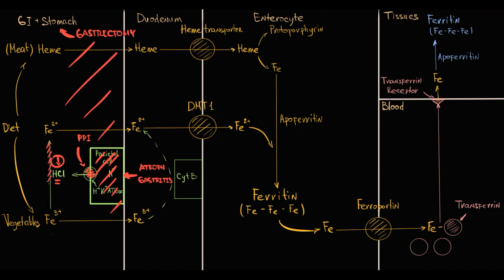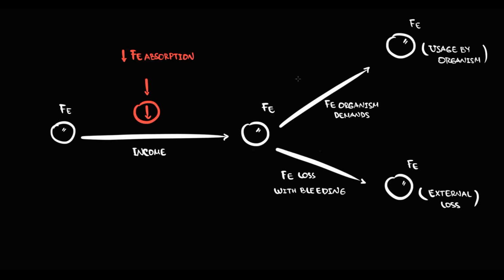Without gastric acid, we cannot convert 3+ charge iron into 2+ iron. And the capacity of cytochrome B is very limited. So all these 3+ charge iron molecules that income into the duodenum, we cannot absorb. So practically, all iron molecules will be lost in the feces. This will cause decrease in iron income into the blood, and with decrease in iron income with the same iron demands, iron deficiency is just a matter of time.